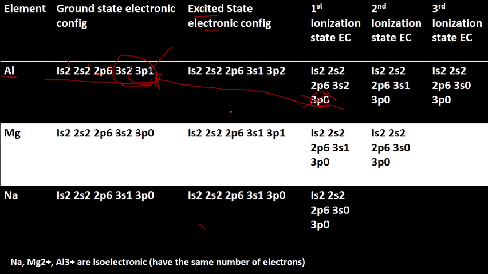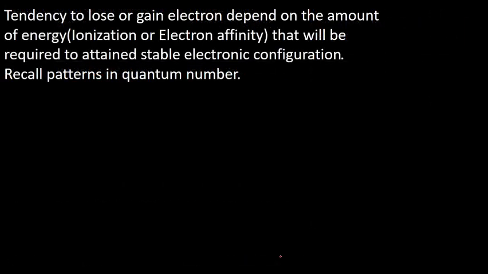From this case, we can now see that if an electron is excited or ionized, their electronic configurations can be equal. Are you getting me? For example, look at sodium, magnesium ion, and aluminum ion. They are isoelectronic. The meaning is that they have the same number of electrons. Elements that have the same number of electrons are called isoelectronic. Now, tendencies to lose or gain electrons depend on the amount of energy, ionization or electron affinity, that will be required to attain stable electronic configuration.